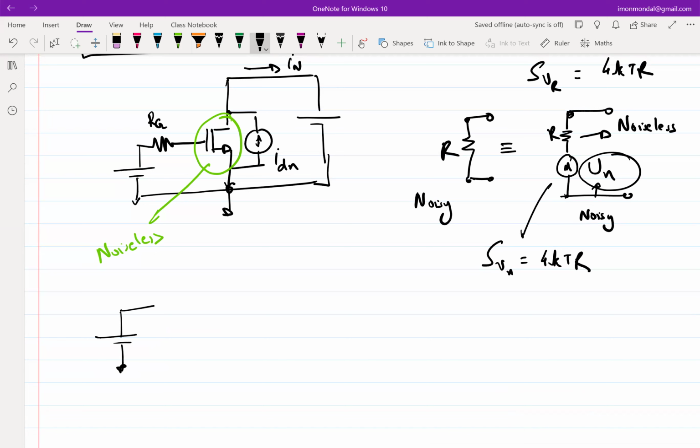This RG is noisy now. I want to make it noiseless and replace it with a noisy voltage source plus RG. So what should I do? Wherever I find this R, I have to replace it with this contraption now, a voltage source in series with R. So I replace this with a voltage source, Vn, in series with Rg, where now Rg is noiseless.